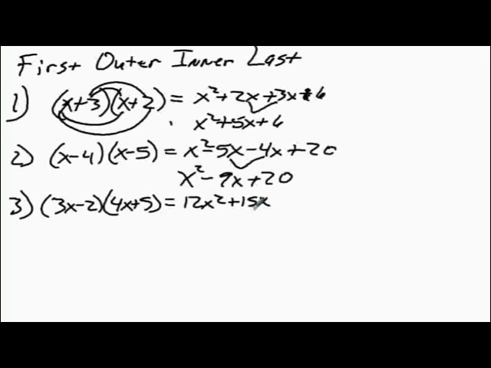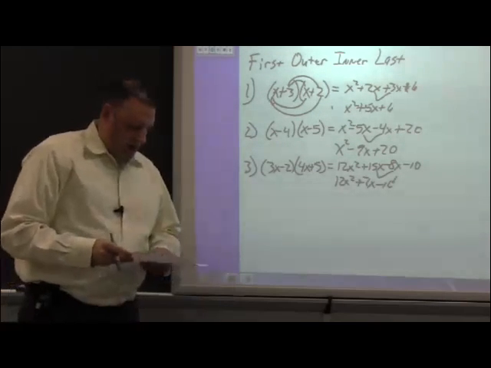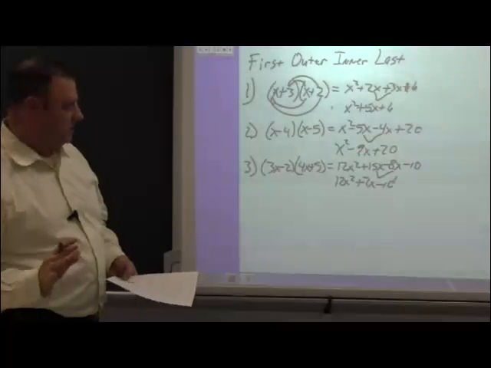Now you're going to take the negative 2 and distribute it to both. Negative 2 times 4x, that's negative 8x. And then finally, negative 2 times positive 5, and that's negative 10. Like terms are in the middle again. So you get 12x squared, 15x minus 8x, that's positive 7x, and then minus 10. Okay, now let's talk about some special situations.